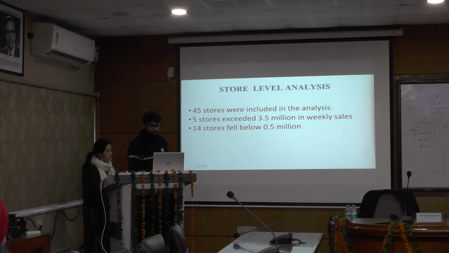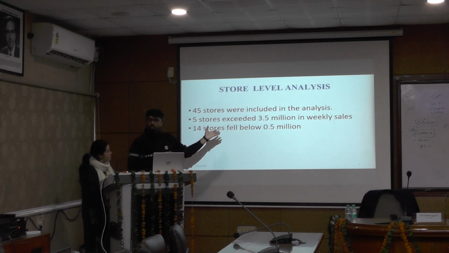And the last one is the store level analysis. There were 45 stores included in the analysis, where 5 stores exceeded 3.5 million in the weekly sales and 14 stores fell below 0.5 million. So we can analyze the factors in detail, like where the stores have exceeded the sales of 3.5 million, whether it was because of the location of the store.